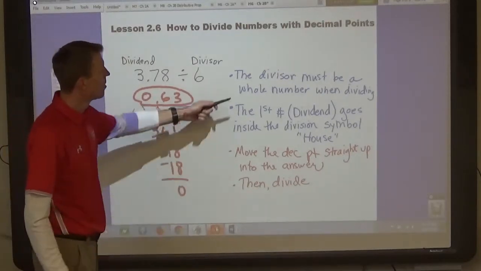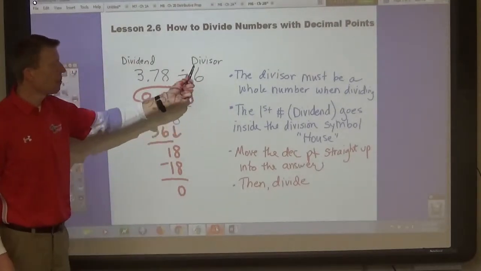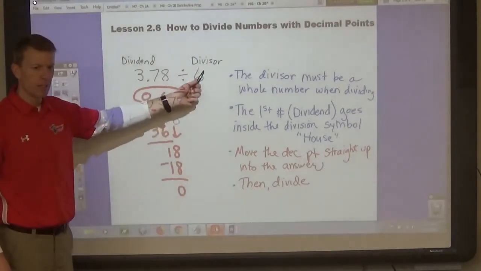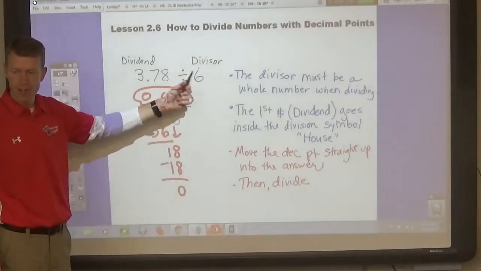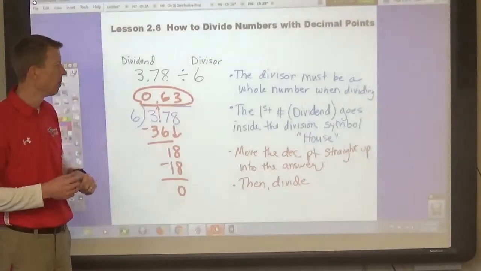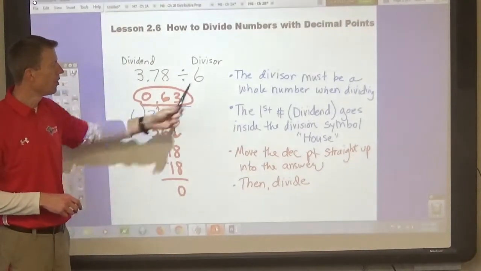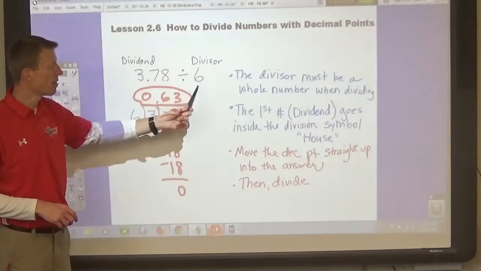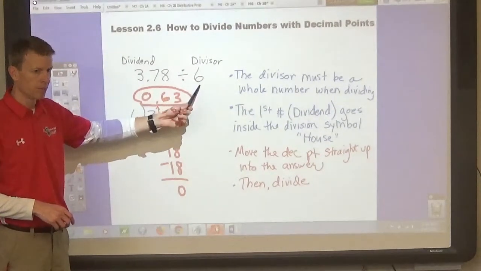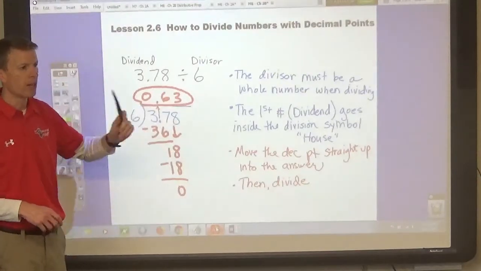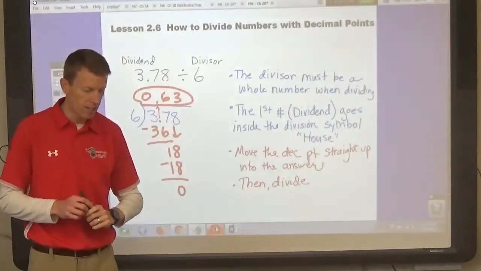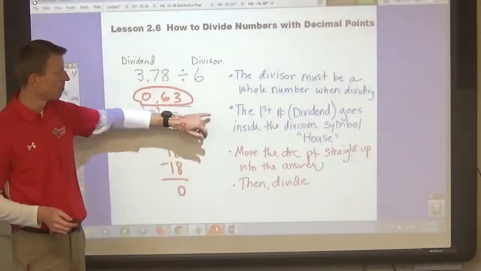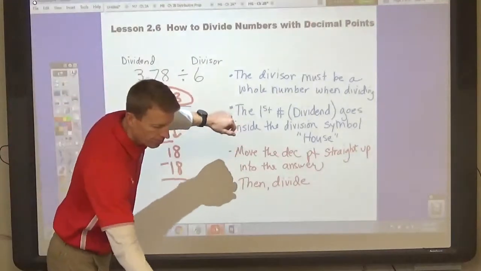Well, anytime you're dividing, the divisor needs to be a whole number when you're dividing it out on paper. So whenever you're doing a problem like this, make sure that the divisor is a whole number. If it's not a whole number, then I'll show you in a later lesson how to convert it to a whole number.